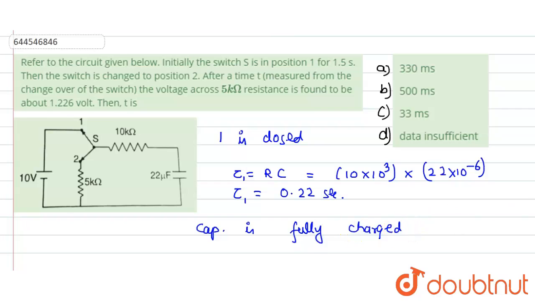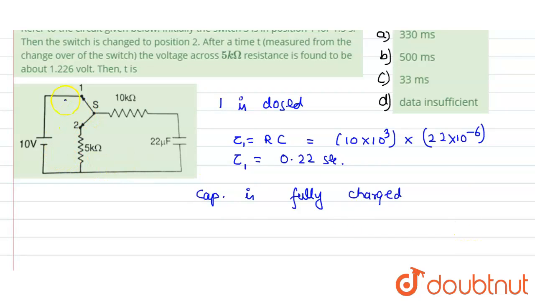Now if the capacitor is fully charged, there won't be any current in this circuit. The total potential would be dropped across the capacitor, because there won't be any current, so there would be no potential drop across this resistor. So the potential drop across the capacitor would be equal to V0, which is 10 volts.